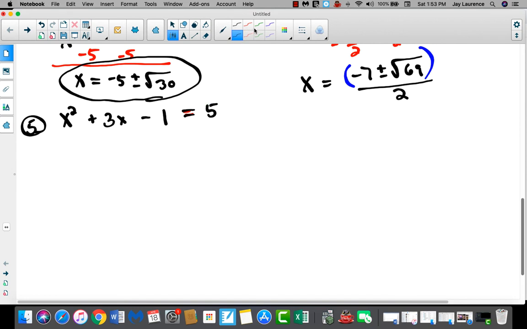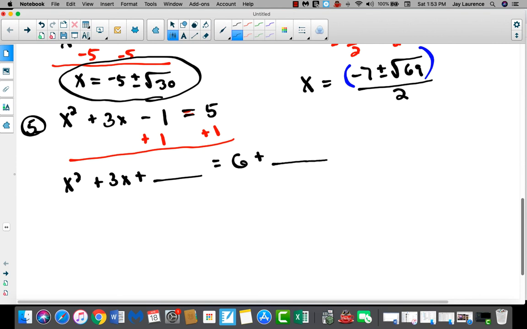Okay. So you're going to add 1 to, well, if you want to pause the video and go ahead and try it now that it equals something, you go right ahead. All right, so I'm going to add 1 to both sides. And I'm going to end up with x squared plus 3x plus blank. That's going to equal 6 plus blank. All right, I'll take half of 3. 3/2, that's all it is. Square it, I'll get 9/4.